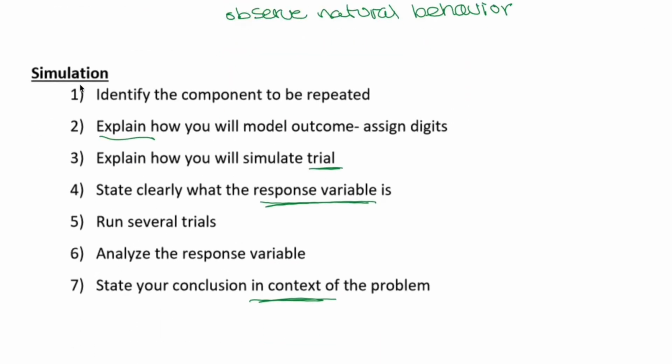How to run a simulation will be these steps. First, identify the component to be repeated. Second, explain how you will model outcomes or assign digits. Third, explain how you will simulate a trial. Fourth, state clearly what the response variable is. Fifth, run several trials. Sixth, analyze the response variable. Seventh, state your conclusion in context of the problem.